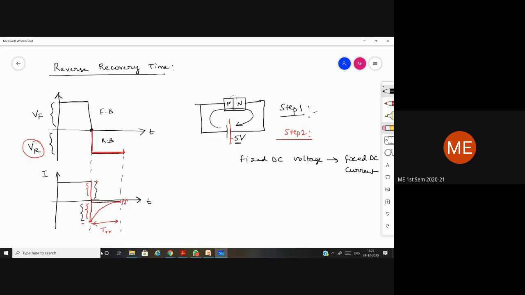Now the question is why this will happen. When I reverse bias, the current should be minimum, but why do we have this? Why it happens is, when you are forward biased, the PN junction, the charges are freely moving. They are freely moving. When you suddenly reverse bias, what happens?